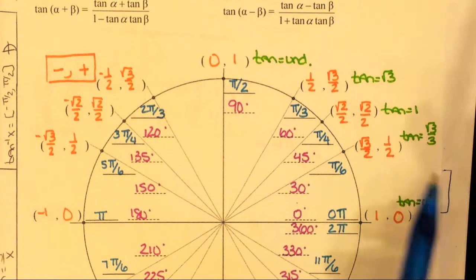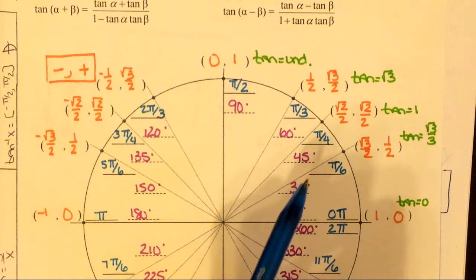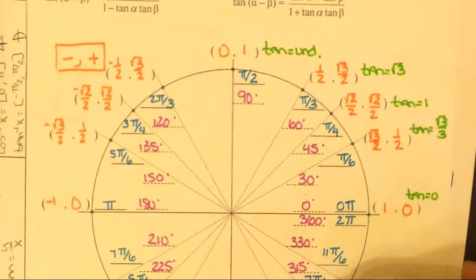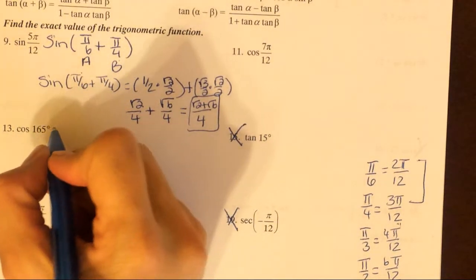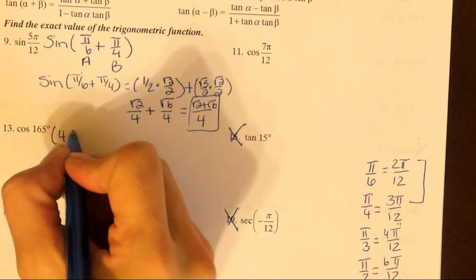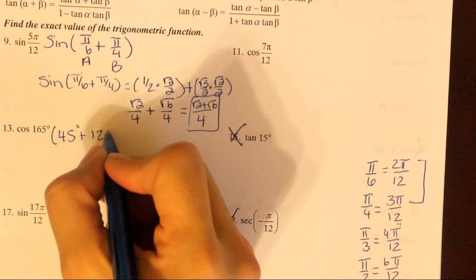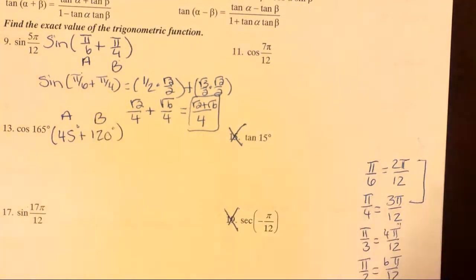Well, you can do this more than one way. We could do 30 and 135, or we could do 45 and 120. It doesn't matter. At the very end, we're going to get the exact same answers. So I'm just going to pick, because I'm allowed to, and I'm going to choose to do 45 degrees plus 120 degrees. So this is going to be my alpha, and this is going to be my beta.